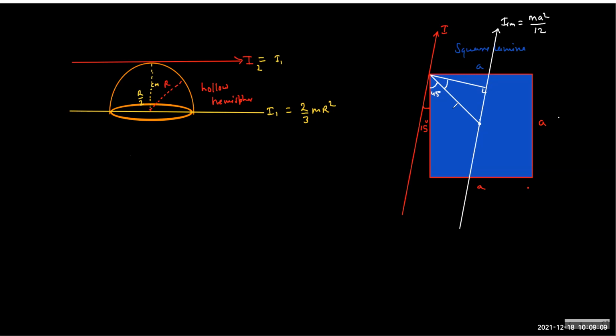I hope you got the answer now. Now this is easy. Because this is 30 degree and this length we know, because this is half of the diagonal, so this is a by root 2, right? So the perpendicular distance is a by root 2 cos 30, which is root 3 by 2.